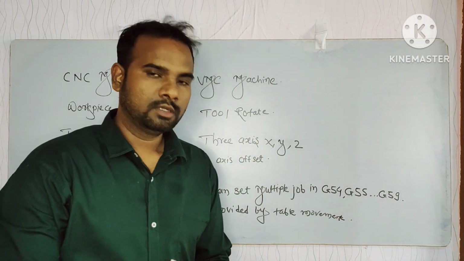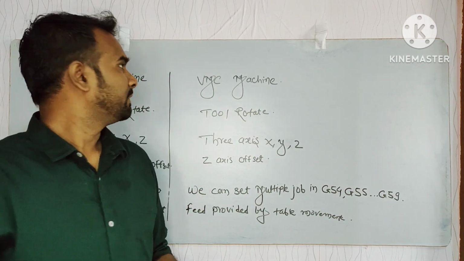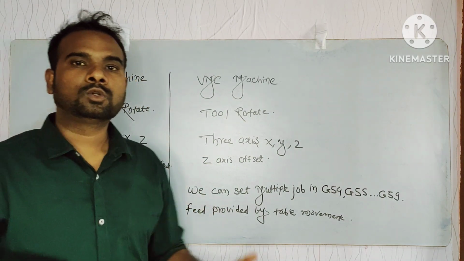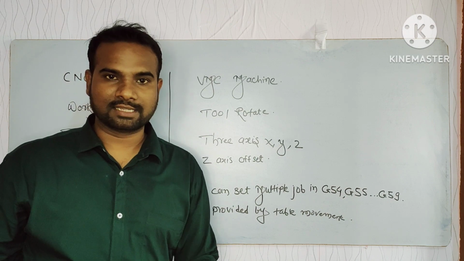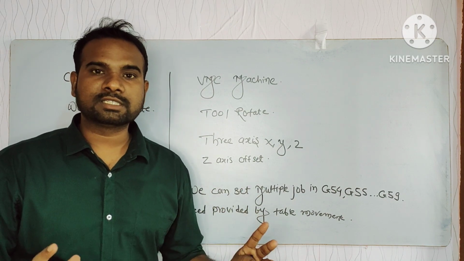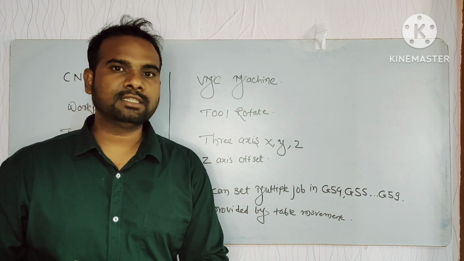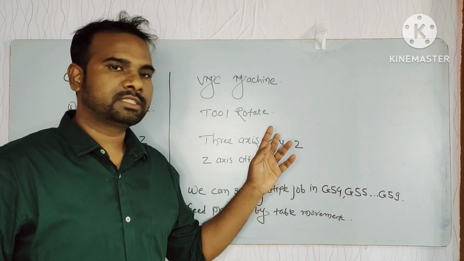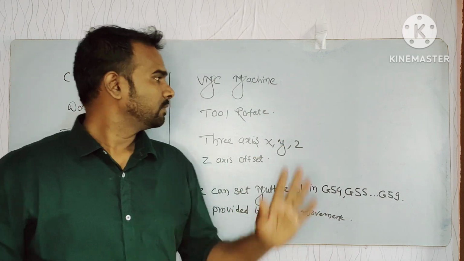Okay guys, now the another difference is that in CNC machine tools are set in the turret, and in VMC machine tools are set in the magazine.